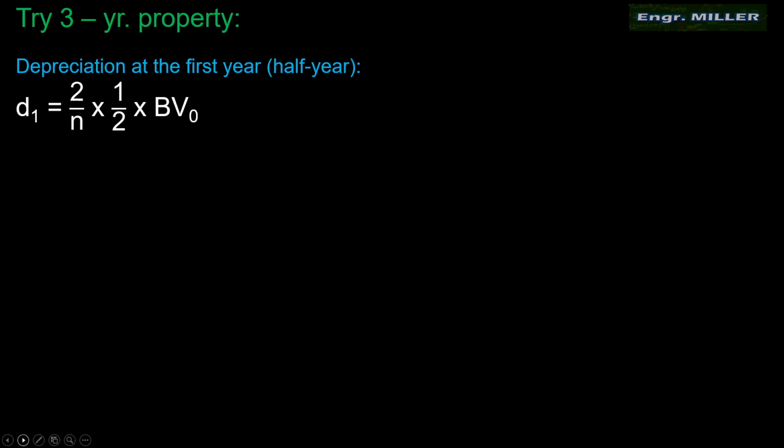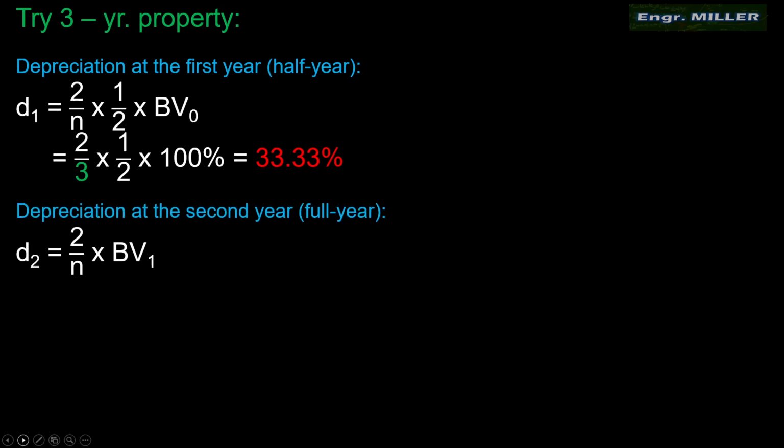So, pag 3 years yan, and considering 100%, therefore, 2 over 3, being 3 years, 2 over n, times 1/2, one half year convention, times 100%, the book value at the start. So that will be 33.33%. That's the depreciation rate at the first year, or the first half year, I should say.